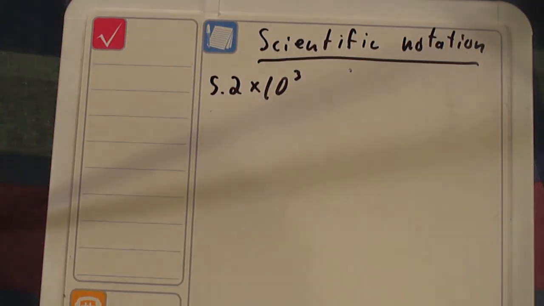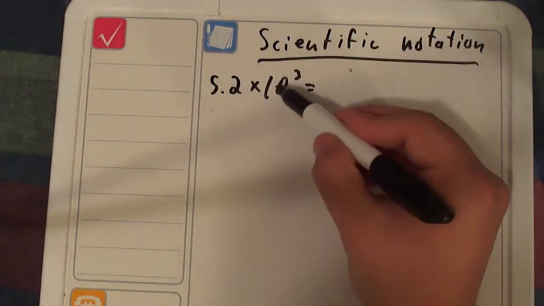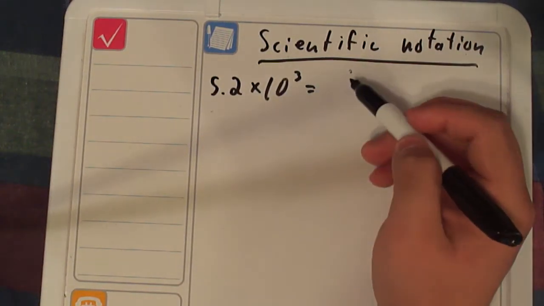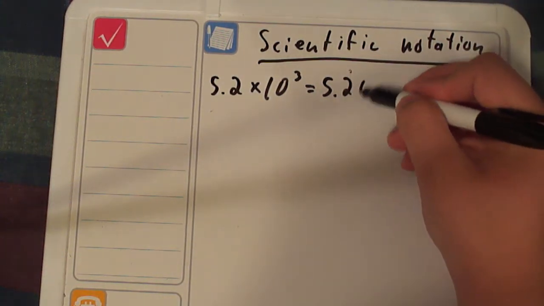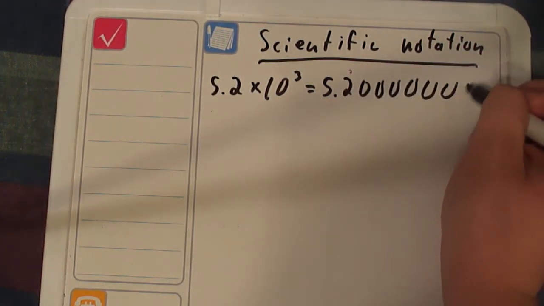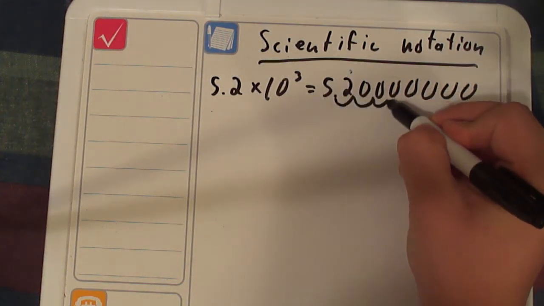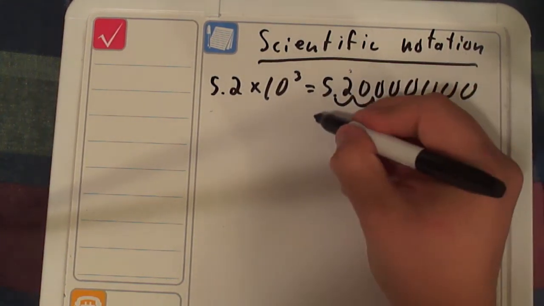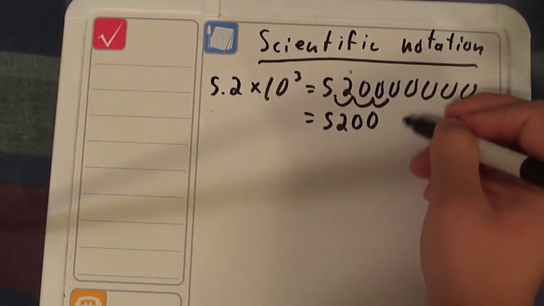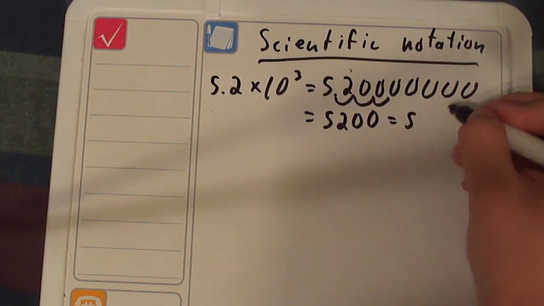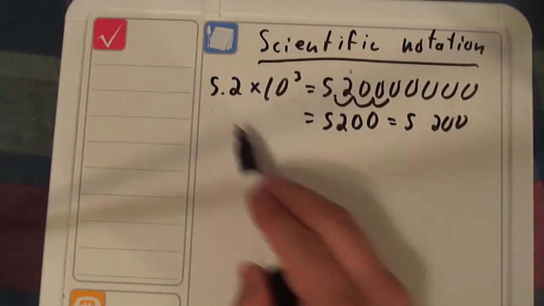cubed times 3. So if you go 10 cubed, also going backwards, you can go 5.2, and I can just go 0, 0, 0, 0, 0, however many zeros. And I can just go, okay, well there's 3, so 1, 2, 3. So which then means I know I have 5,200, same thing. That is how you do that.